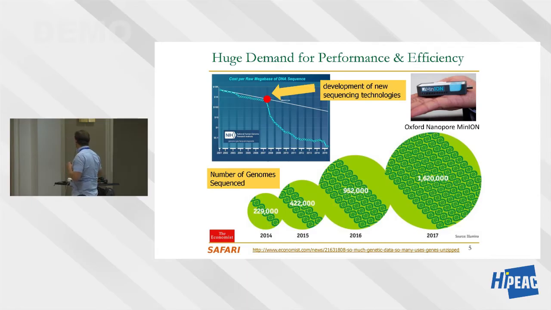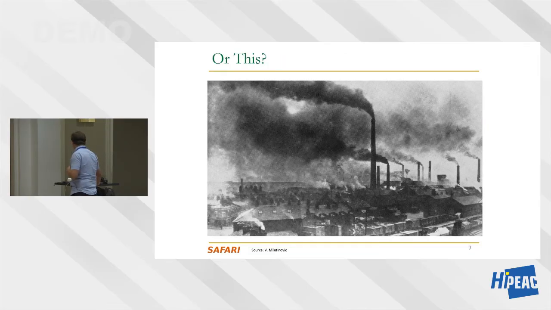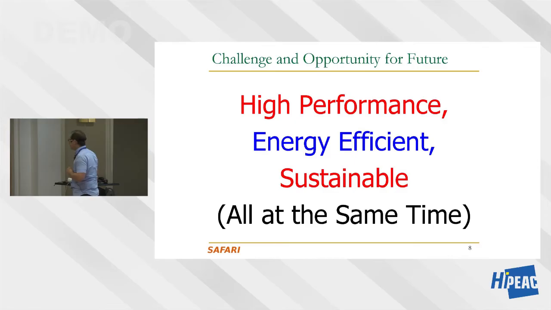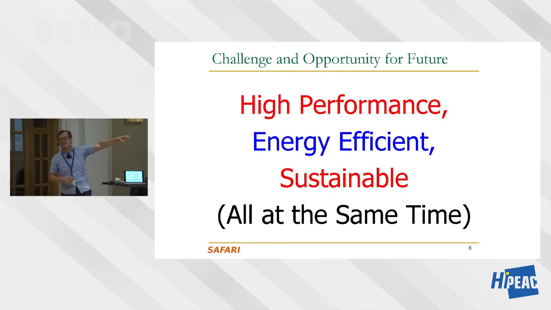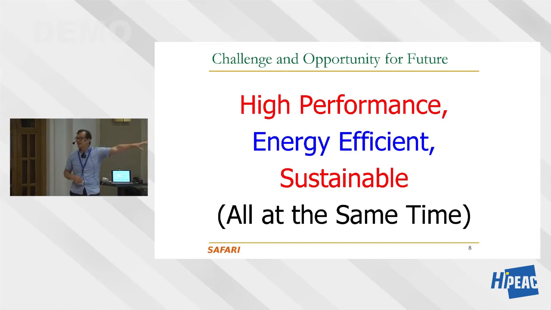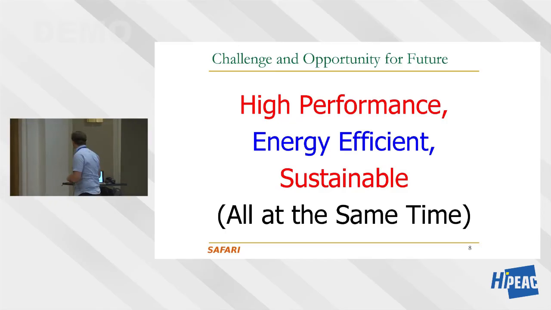As we discussed yesterday, we can generate a lot of genomic data also, so data is increasing. And I think we need to think about the future. Do we want a world that's sustainable or not? As I said yesterday, humans are greedy. We want everything. We want high performance, energy efficiency, and sustainability, all at the same time. Meaning we don't want to compromise. We don't want performance at the cost of sustainability. We don't want energy at the cost of performance. So you don't want to make trade-offs over here.